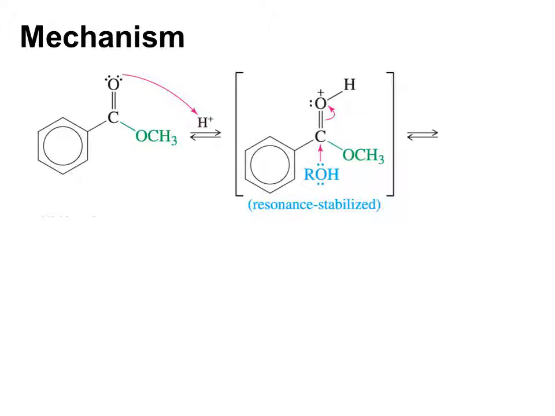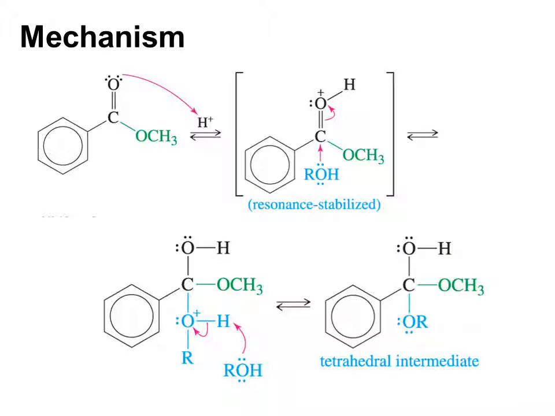Mechanism for this. It's going to be very similar to our other mechanisms where we had an alcohol acting as a nucleophile. It's not a great nucleophile, so our first step is going to be protonating that oxygen. At this point, our alcohol can come in. For these, remember that you're always going to have to deprotonate your first step there to make your neutral tetrahedral intermediate. At this point, you should see that we're going to make a new ester.